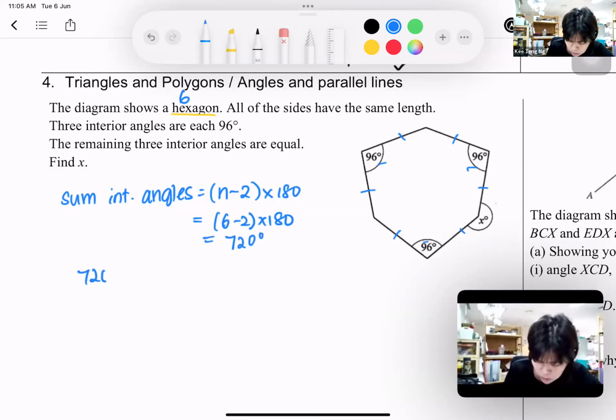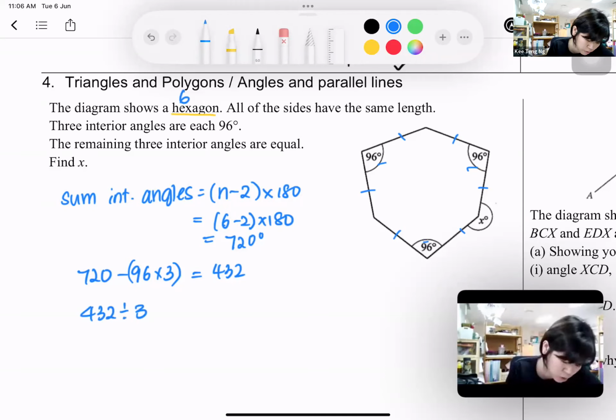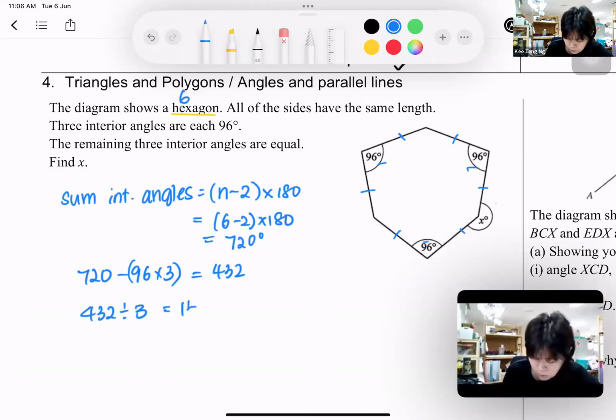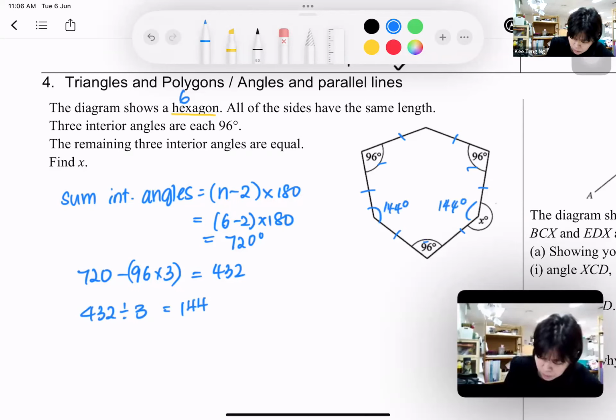So 720 minus 96 times 3. That gives me 432. Then I take this and divide by the remaining 3 angles, which gives 144. So each angle over here is 144. Then I want to find x.